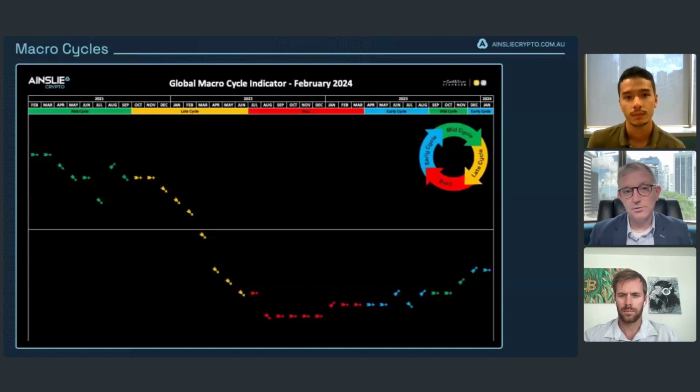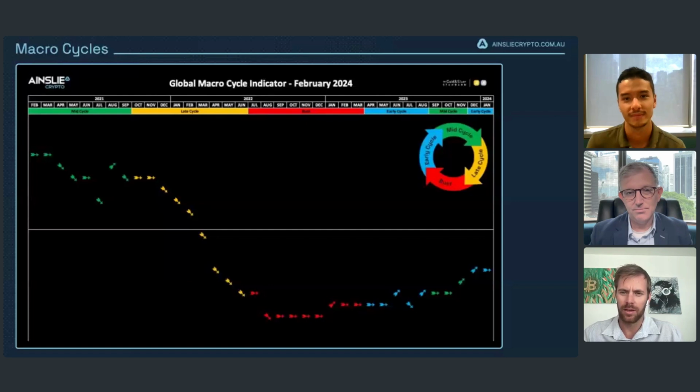So can we maybe start off with a big picture overview of what this graph is showing for people who might not be familiar? Yeah, so I'll start. Basically, what we've got here is the economic cycles.